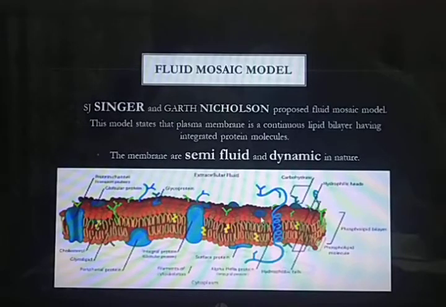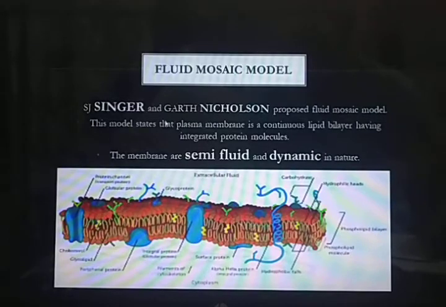And this membrane is semi-fluid. Semi-fluid means it is not that flowy like water and not solid like a brick. So it has an average flexibility like a balloon. You would have seen that if you blow a balloon and press it, its structure takes a different shape. That is the same flexibility as the plasma membrane. And dynamic means a thing that can change its shape according to the environment.